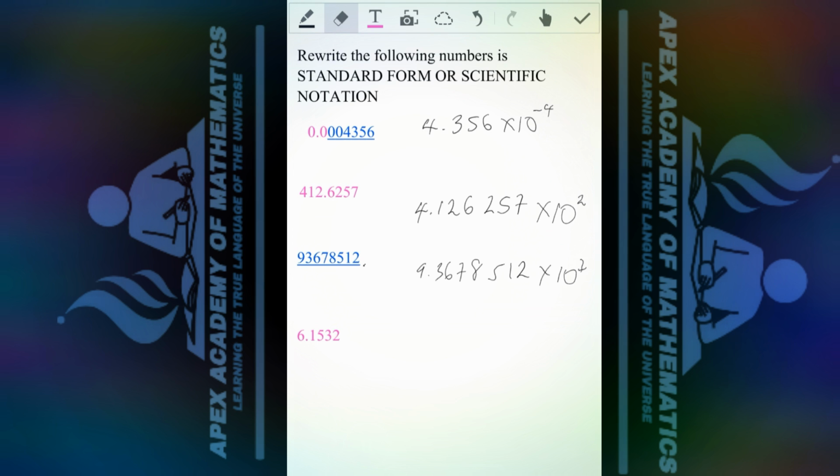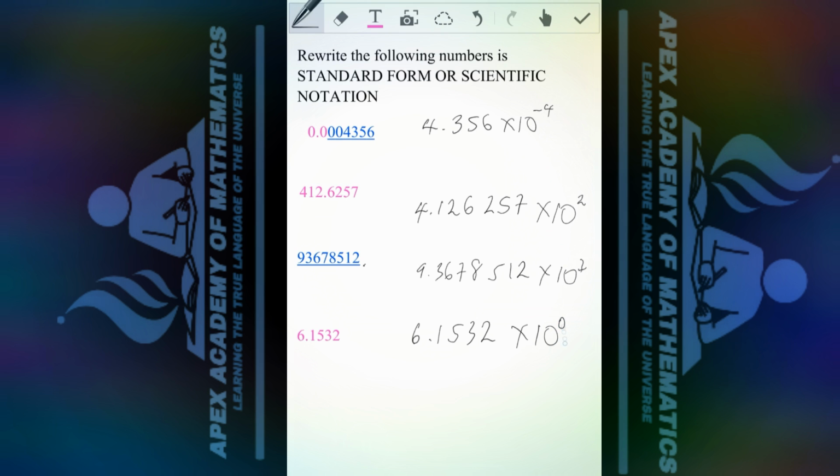Any movement will cause us to be greater than 10 or even less than 1, moving to the left or right. So this number will still remain as being 6.1532 times 10 if you want to write it in standard form appearance. But since we did not move, then of course n is going to be 0.